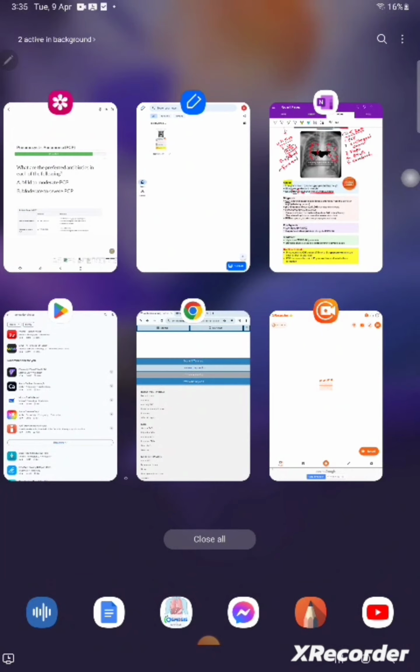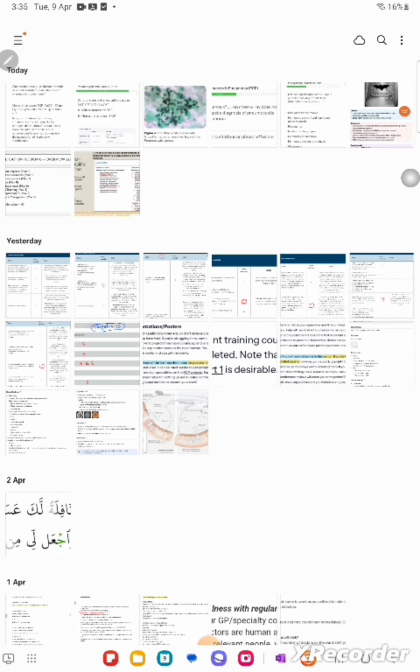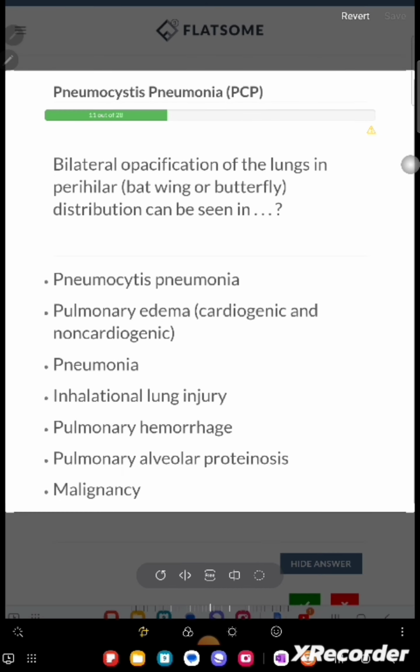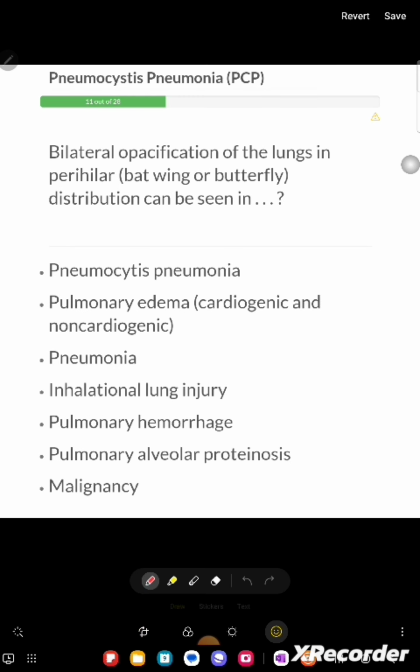Let's have a look at some of them. For example, see, it can occur in pneumocystis pneumonia, of course. Okay, it can also occur in people with pulmonary edema. You remember cardiogenic pulmonary edema? It will present also with a bat wing or butterfly appearance. It can occur in other types of pneumonia, inhalational lung injury, pulmonary hemorrhage, pulmonary alveolar proteinosis, and malignancy. But for your exam, you should remember that this pattern is suggestive of pneumocystis pneumonia or pulmonary edema, such as cardiogenic pulmonary edema.